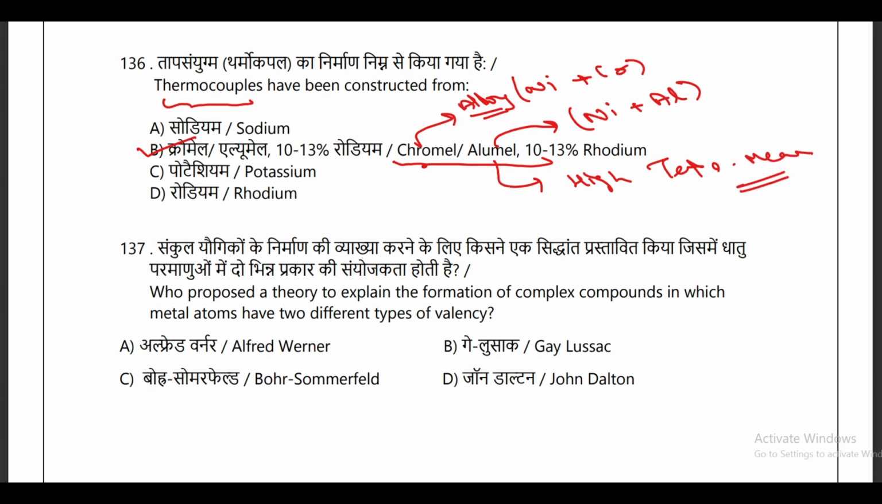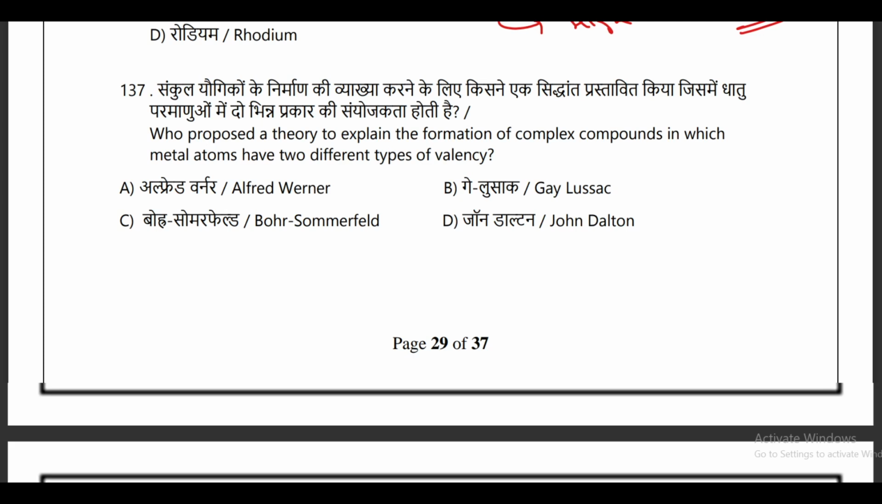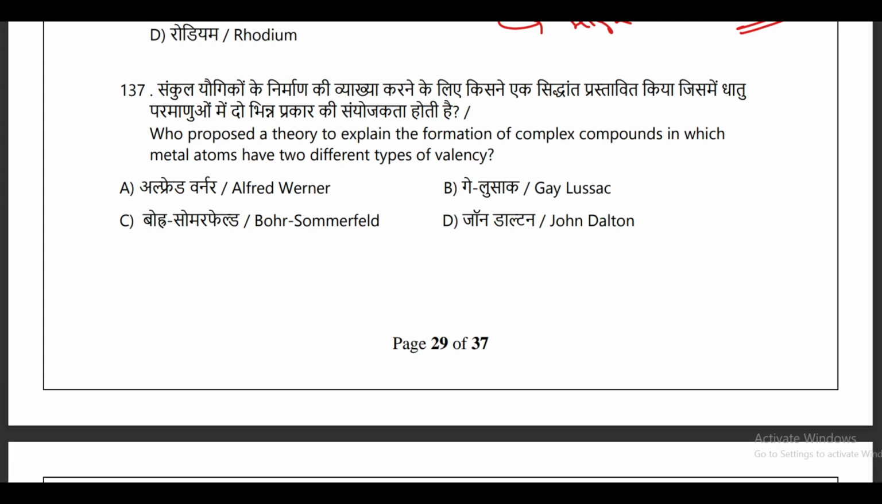In the next question they are asking, who proposed a theory to explain the formation of complex compounds in which metal atoms have two different types of valencies? So out of four options your correct answer is Alfred Werner, okay? Alfred Werner actually proposed a theory to explain the formation of complex compounds that contain metals with two different types of valencies. One is primary valency and second is secondary valency.